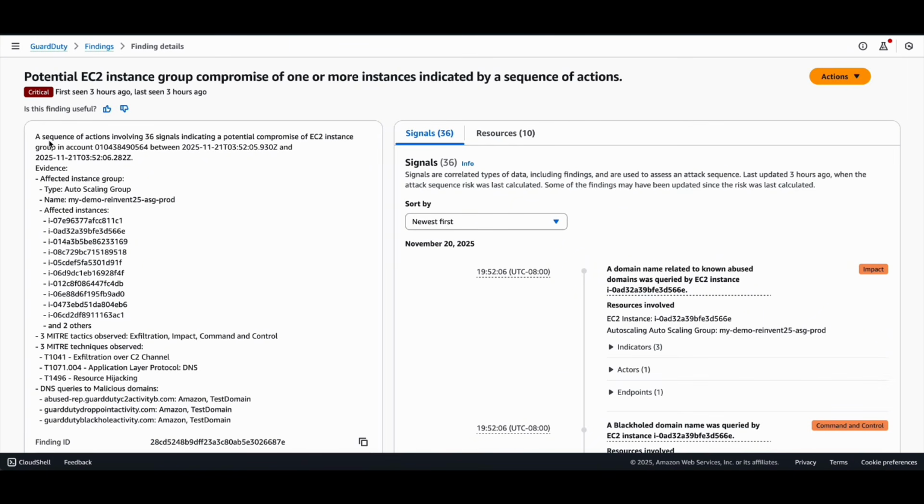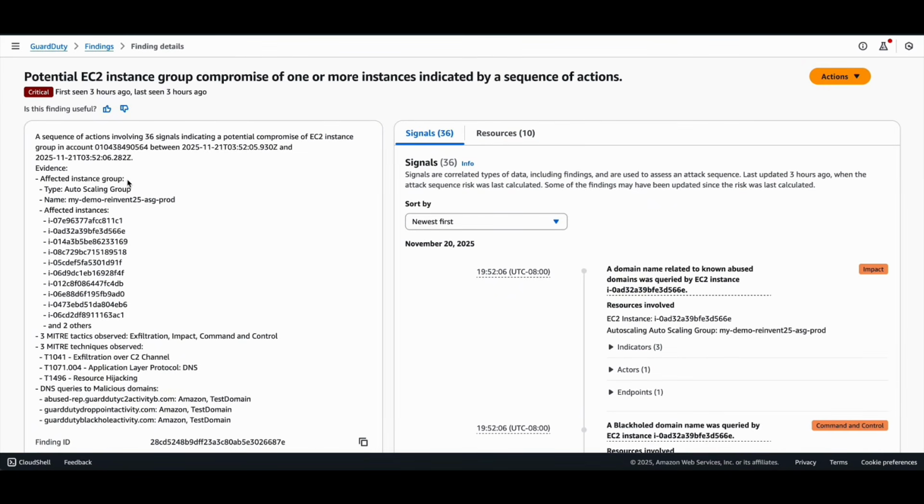The description tells us this was a sequence of actions involving 36 signals indicating a potential compromise of EC2 instance group that occurred between specific timestamps. This immediately tells us the scale and time frame of the attack and what resources were impacted. Notice how it provides key evidence.